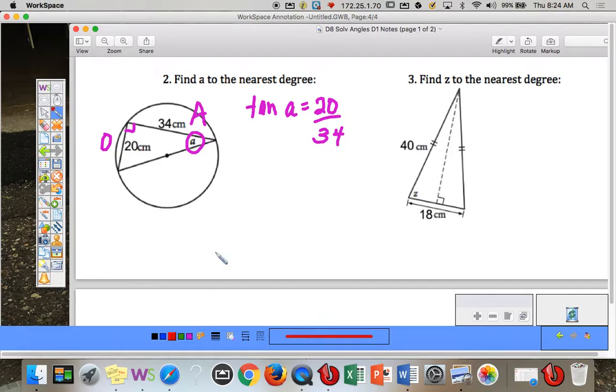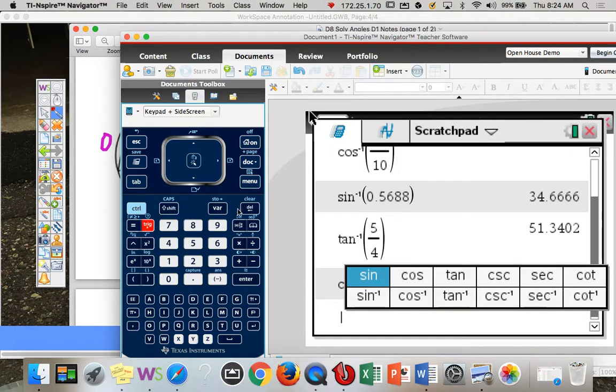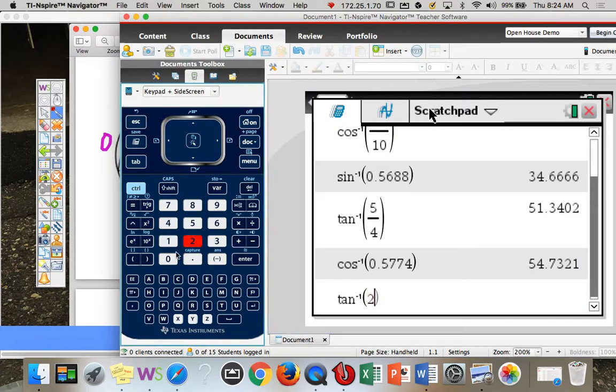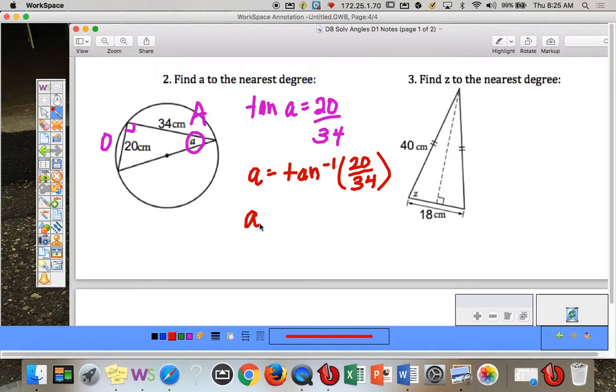To get rid of tangent, we do the inverse. So A equals tangent inverse of 20 over 34. And we type that in. So we'll do tangent inverse, and it was 20 over 34. And we get about 30.5 degrees if we round.